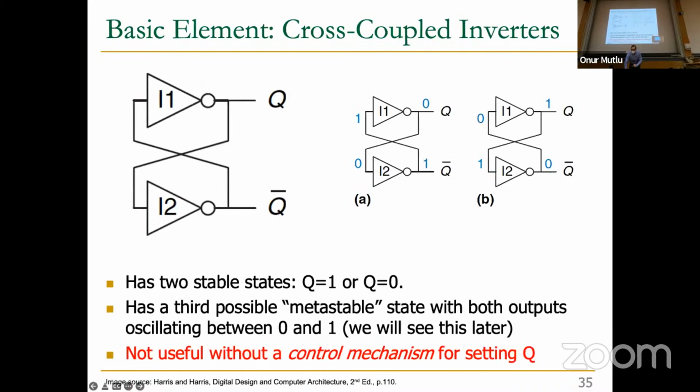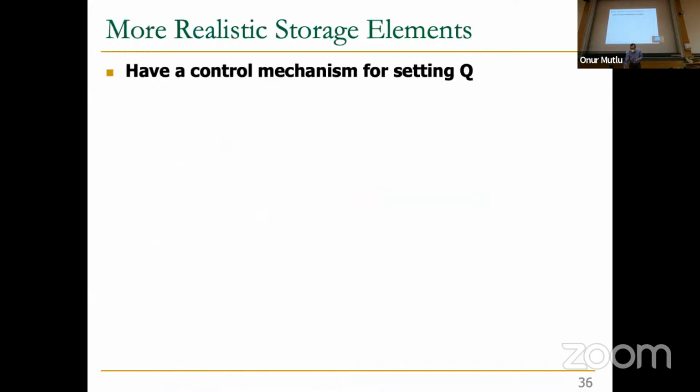So basically, this is a storage element. This is a very basic storage element in CMOS, but it's not useful if you cannot set Q right. And here there's no mechanism to set Q. How do I put a 1? How do I set Q equal to 1 or Q equal to 0? There's no way, right? You have to somehow magically insert electrons there, but there's no control basically over here.